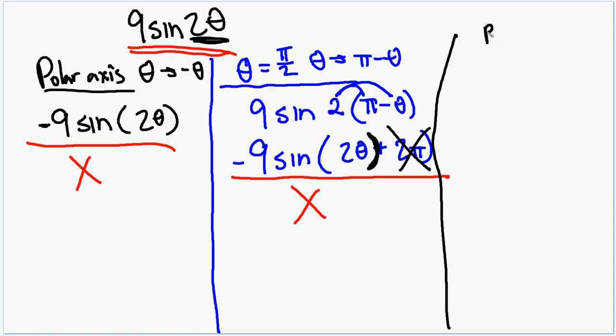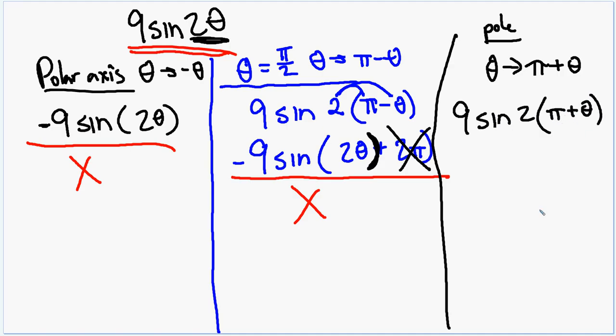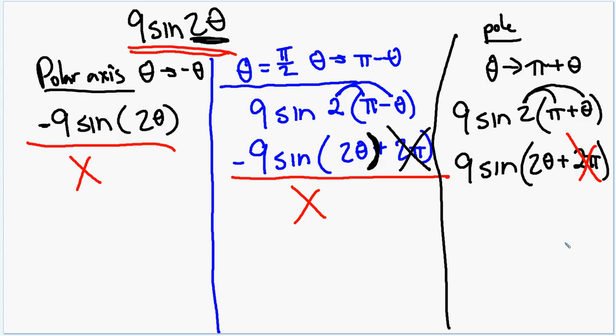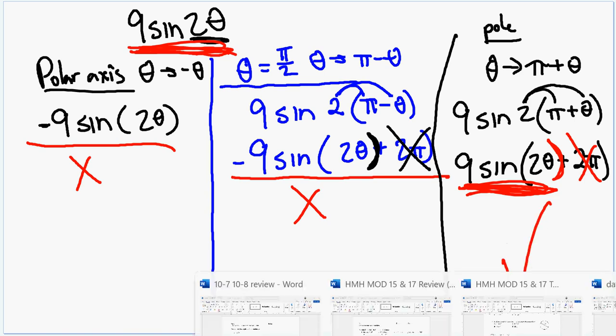Finally, we're going to do pole symmetry, also known as the origin. We're going to replace theta with pi plus theta, or theta plus pi. It doesn't matter what order we add in. So we're going to have our 9 sine of 2 times pi plus theta. And I'm going to distribute that 2. And I'm going to do the theta again first, so that'll be 2 theta plus 2 pi. And once again, 2 pi is a trip around the circle, so that goes away. I'll just put my closing parenthesis there. And finally, we have matched our original function. So we do have origin symmetry, or pole symmetry.